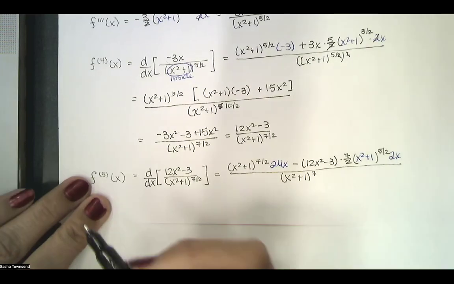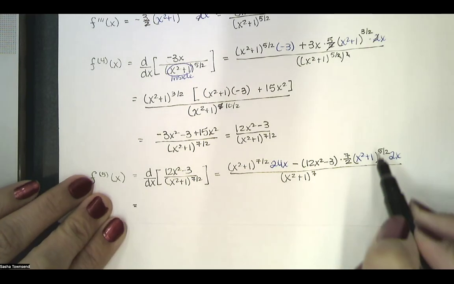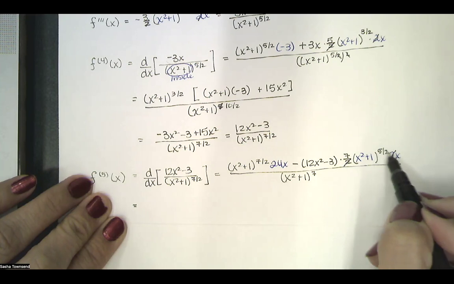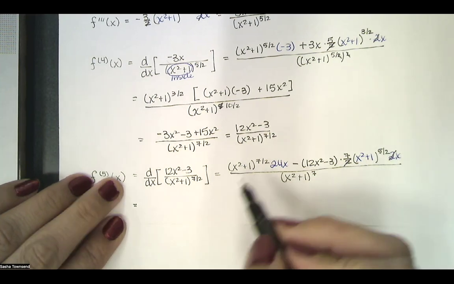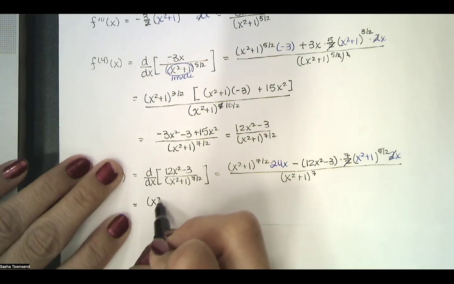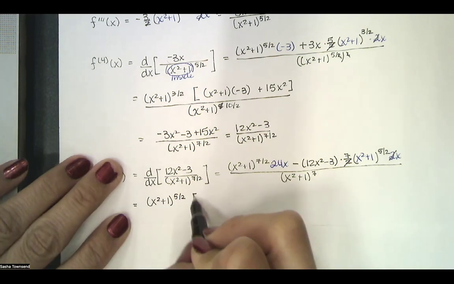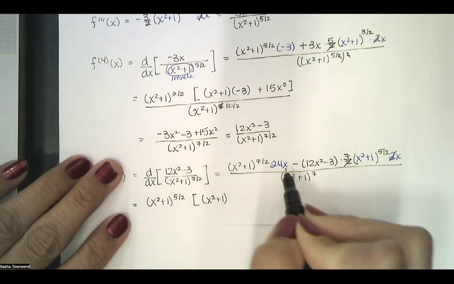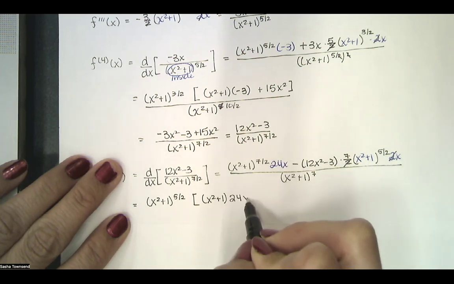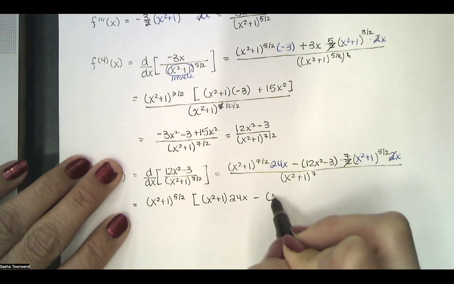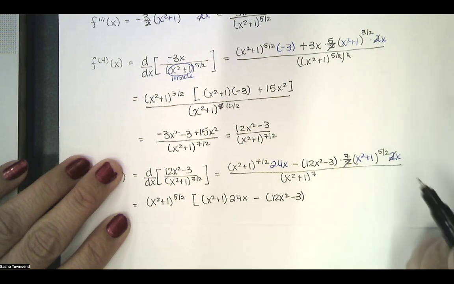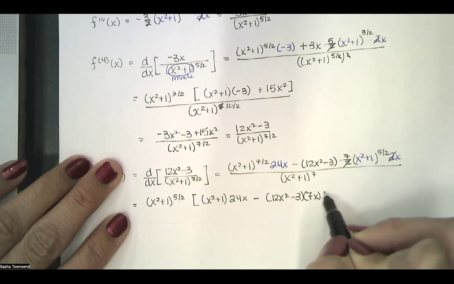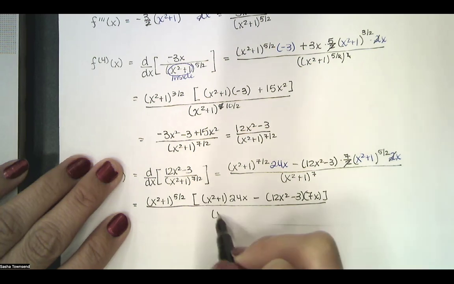All right. Almost done. If I try to simplify my numerator, those 2's reduce, and I notice I've got an x squared plus 1 to the 5/2 and an x squared plus 1 to the 7/2. So I'll factor out that x squared plus 1 to the 5/2 from the numerator. Then x squared plus 1 to the 5/2 times an extra x squared plus 1 gives me that first expression. Then we have to multiply by the 24x as well. Then we're subtracting 12x squared minus 3 times 7x, and this we've already factored out. All of that is divided by x squared plus 1 to the 7th.